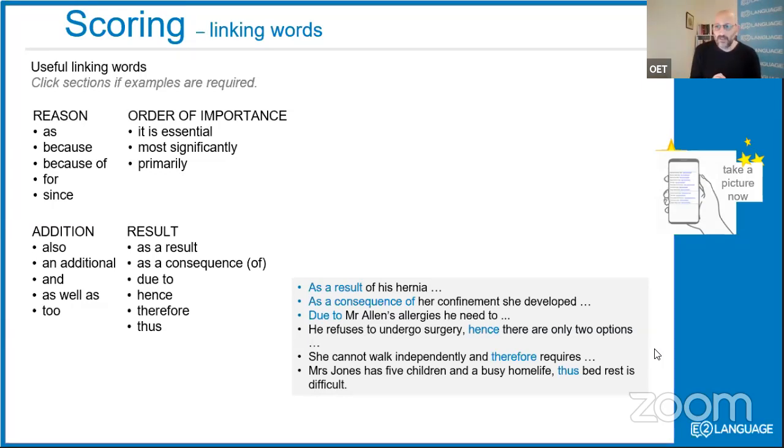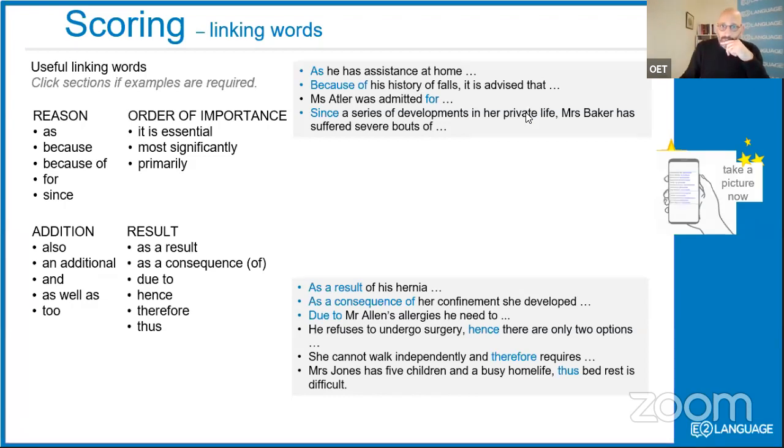I honestly never use the word thus. It's a bit of an IELTS word, I find, but it's okay. I mean, it's a perfectly legitimate word, but don't think that you need to reach for the most obscure words in the world in order to impress the examiner. That's not how it works. Okay.